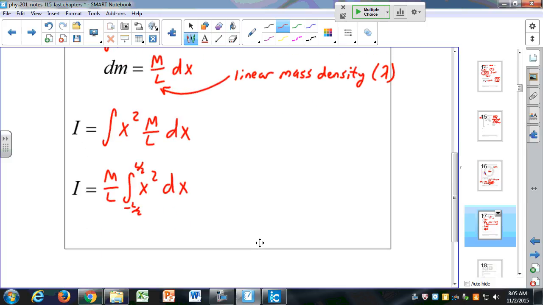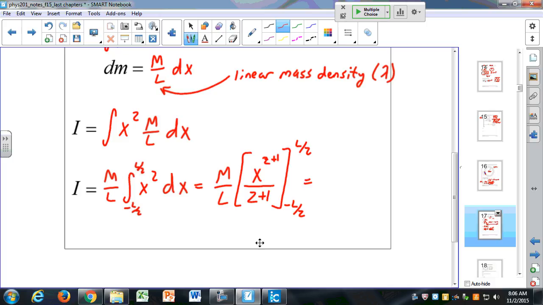All right, y'all can do that integral. What's the integral of x squared dx? Right, not 2x, you're thinking derivative, but I add 1 to the exponent, and then I divide by that number. So it's going to be x to the 2 plus 1 over 2 plus 1. This would be M over L, x to the 2 plus 1 over 2 plus 1. I also have to evaluate it at my limits of integration, negative L over 2 to L over 2.